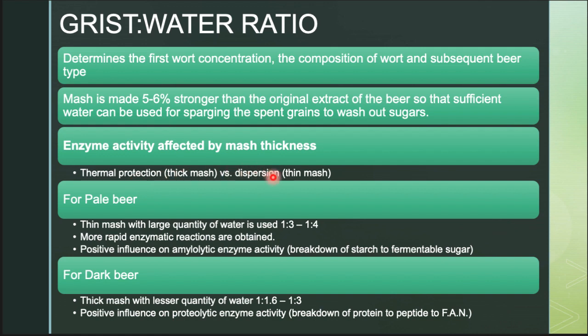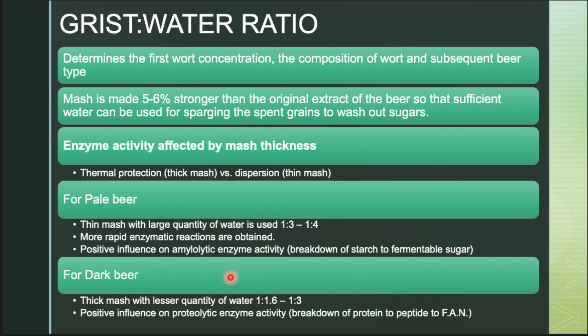Too thin mass reduces the enzyme concentration and the sweet wort gravity. For pale beer, thin mass with large quantity of water is used in the range of 1:3 to 1:4. For example, for 100 kg of malt, 300 to 400 liters of water is used. This has positive influence in the amylolytic enzyme activity.